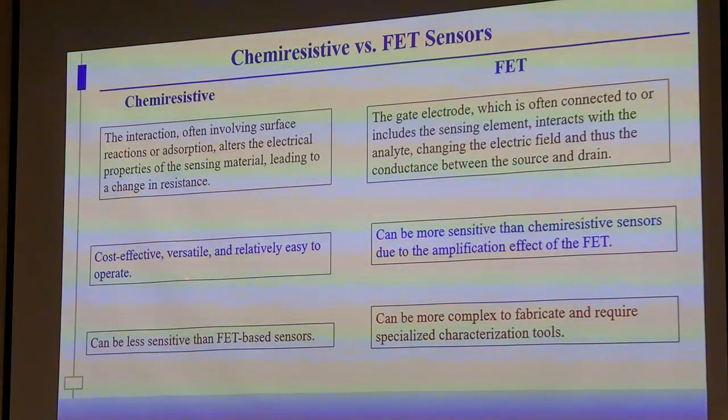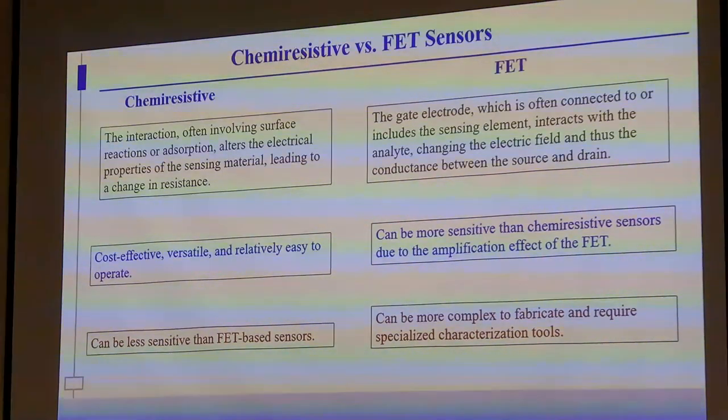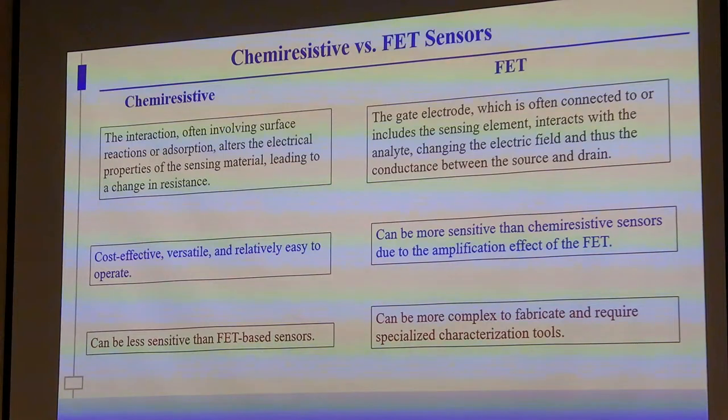So what is the advantage? The first case is very cost effective and very simple. Anybody can do that and make a combination. But the second case is a very, very complex device and very hard to fabricate, and we need special tools. Here, it may be less sensitive, but FETs may be more sensitive compared to the chemiresistor. So here are some advantages and disadvantages for each technology.